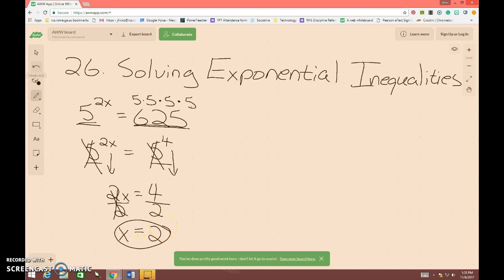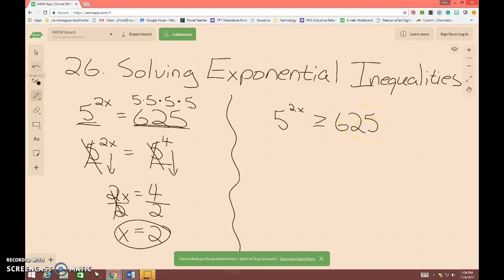Now, what we're going to be working with today is very similar to this. The only difference is we're going to be using inequalities. So let's look at it. Let's just take the same example and look at it a different way with an inequality rather than an equal sign. So we'll do it side by side. All right, so in this problem, let's go ahead and see if we can work it out the exact same way, the exact same problem, just with an inequality. So let's still do 5 to the 2x power is greater than or equal to 625.